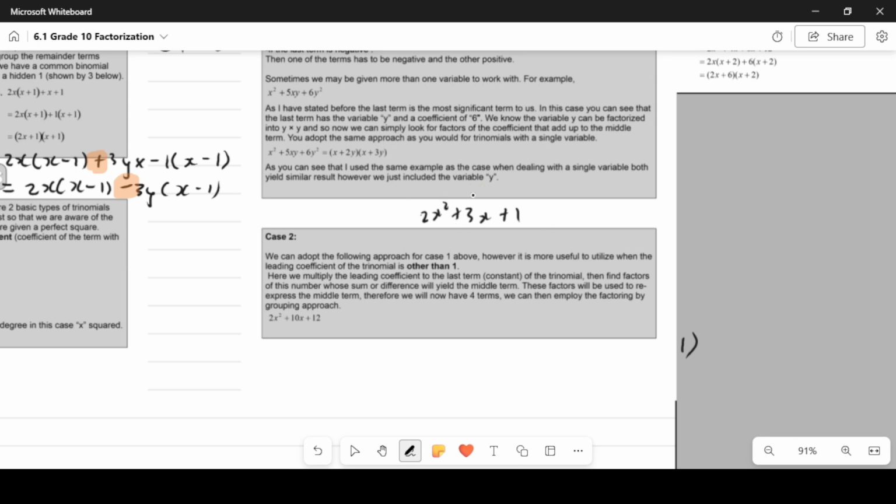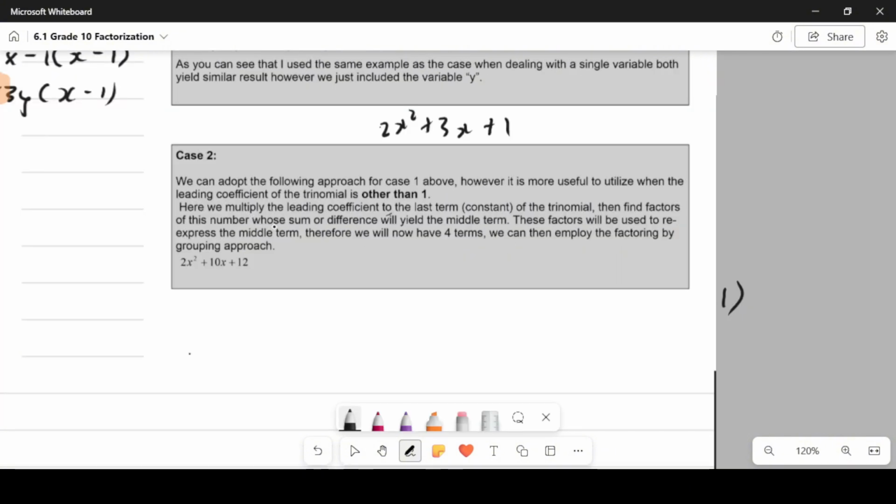Right? So there's a new technique that I will teach you, and this technique will apply for every factorization question. So that is why I said the following approach will apply for case 1 above. It's a bit more complicated approach. That's the reason why we don't use it for case 1, right? When the leading coefficient is 1. We only use it when the leading coefficient is other than 1. So it could be greater than 1 or less than 1 on the negative side. However, as I said, it is more useful to utilize when the leading coefficient of the trinomial is other than 1, exactly as I've explained just now.